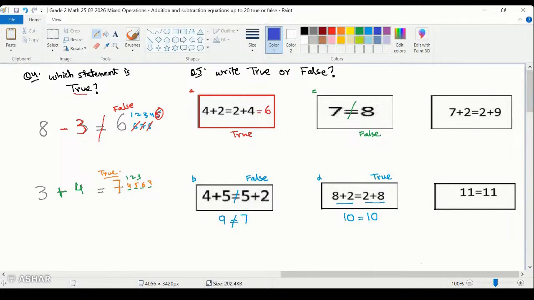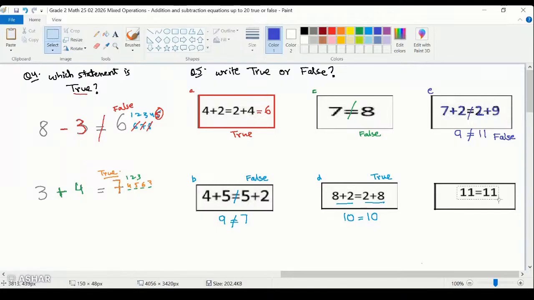Part E, 7 plus 2 and 2 plus 9. What is 7 plus 2? 7 plus 2 is 9, and 2 plus 9 was 11. Are they both equal? Are 9 and 11 equal? They're not equal, right? So we can say this is not a true statement. That is a false statement. Agreed?